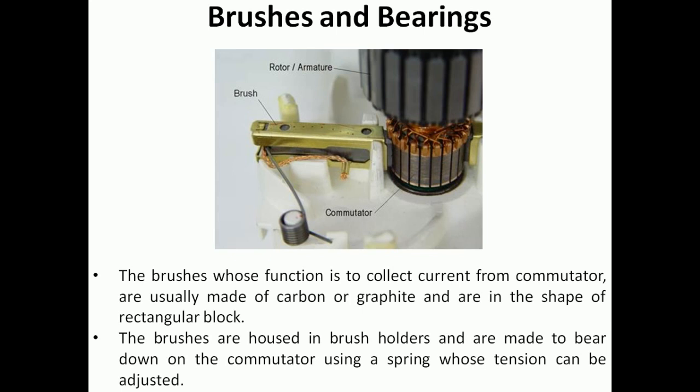The brushes are placed in a brush holder, as you can see in this diagram, and they are made to bear down on the commutator by using a spring assembly here. This arrangement is made because only if continuous contact is there between the commutator and brushes, then only the current can be properly tapped out from this commutator to the brushes. From there we can get the DC current which is required for the load. With this, we have completed the basic construction of DC generator.